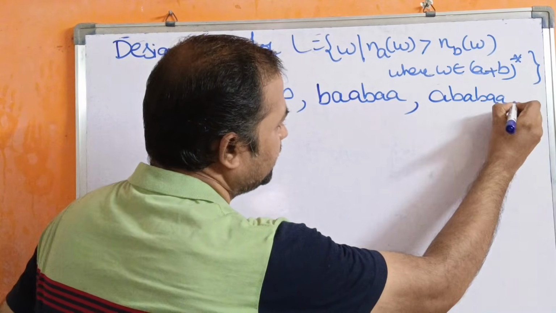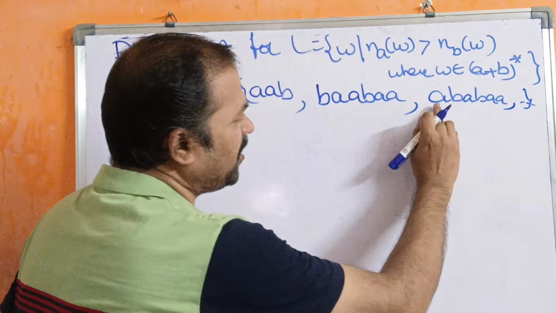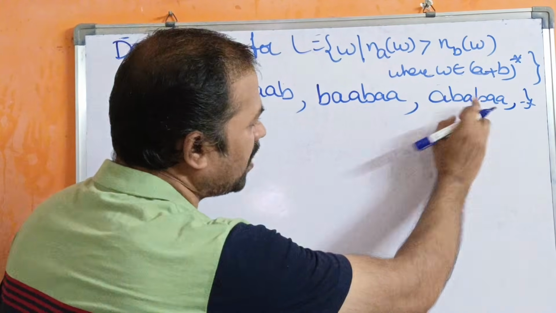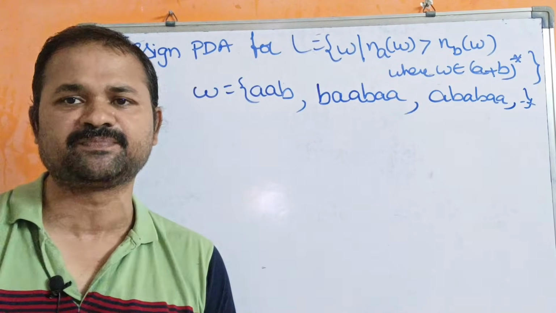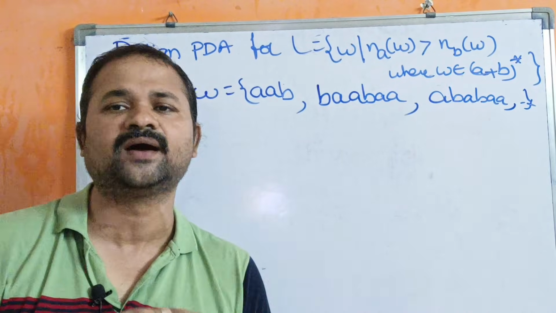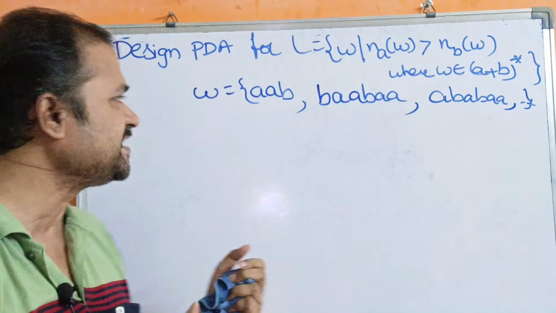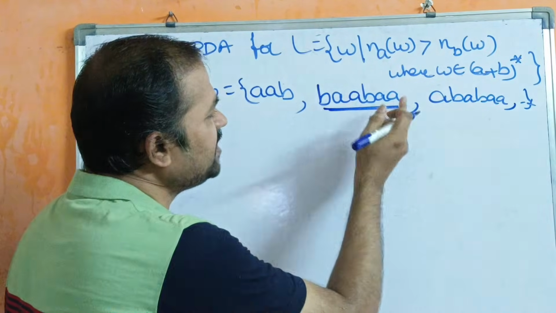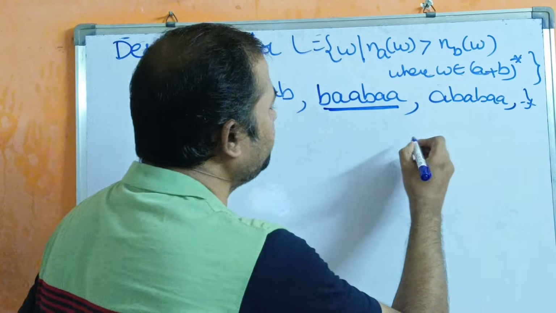In this string the number of A's is 3, whereas the number of B's is 2. So 3 is greater than 2. For that we have to design the PDA. Here the logic is very simple. Let us consider this string BAABA.